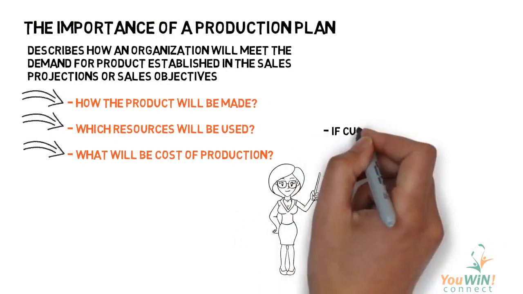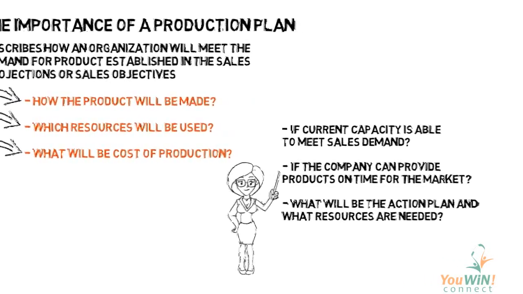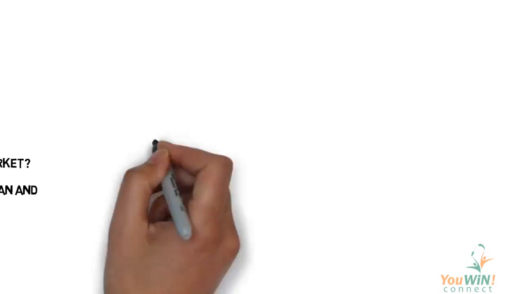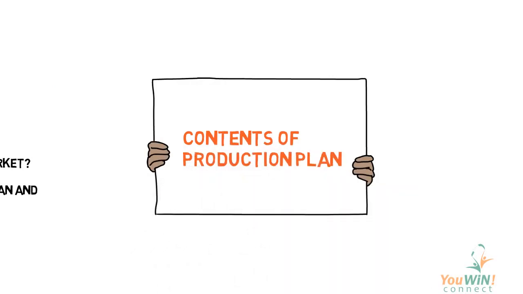The production plan will examine if the current capacity is able to meet sales demand, for example, in an existing organization, and if the company can provide products on time for the market to be able to meet the sales objectives. And of course, what will be the action plan and what will the resources needed? I think the next natural thing to do is to look at the content of a production plan.